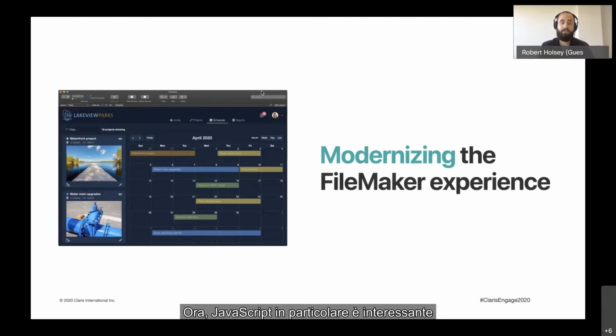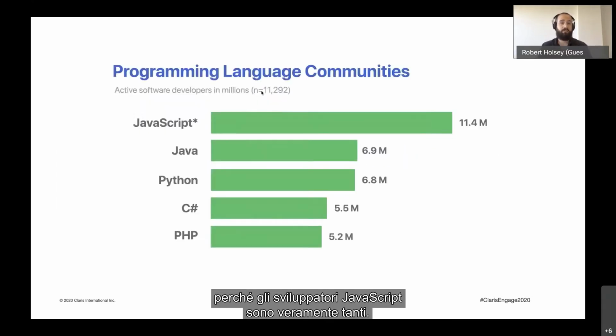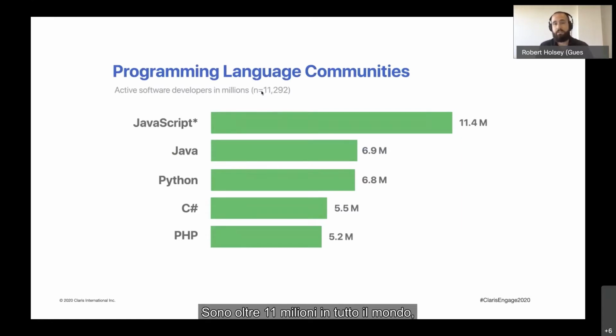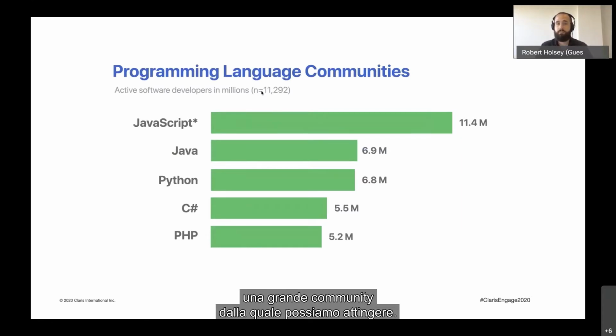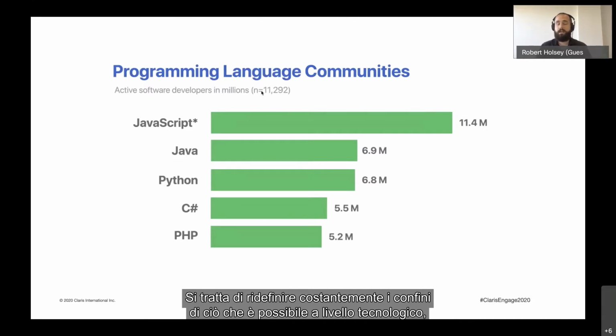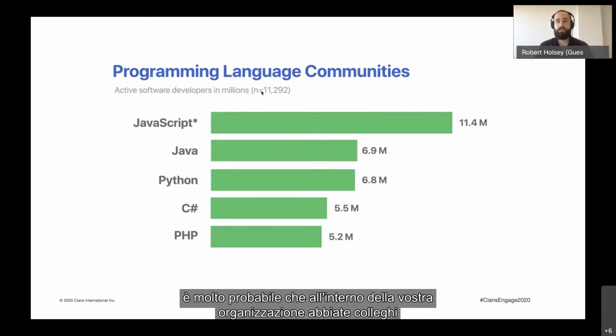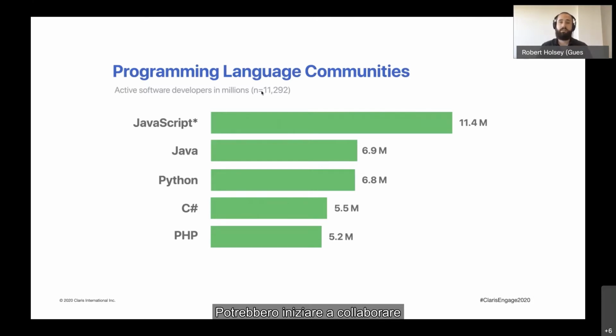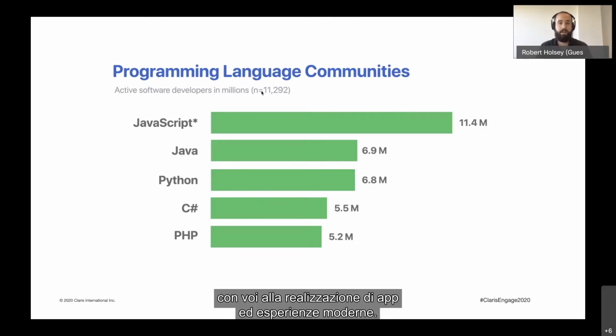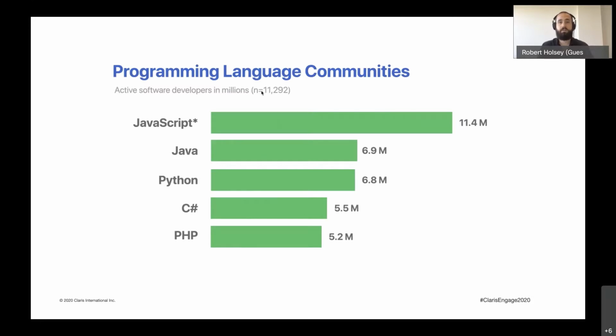Now, JavaScript specifically is interesting because there are just so many JavaScript developers. There's over 11 million of them worldwide. So this is a rich community that we can tap into. It's constantly pushing the boundaries of what's possible in technology, making new libraries available, and a deep talent pool that we can start leveraging. And for those of you that are internal FileMaker developers, it's very likely that you have colleagues within your organization that have JavaScript skills. They can begin working with you as you're building out your apps and your modern experiences.